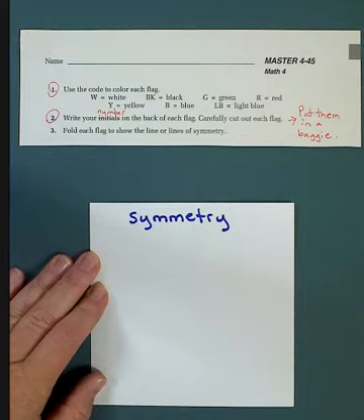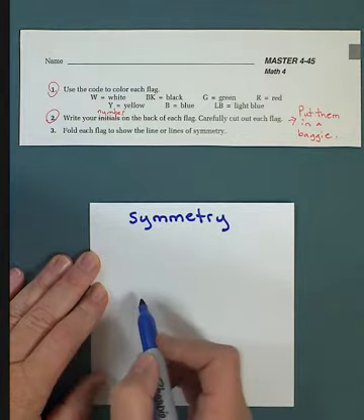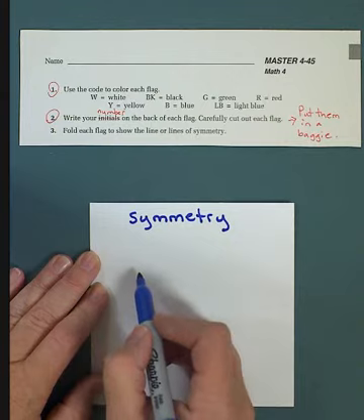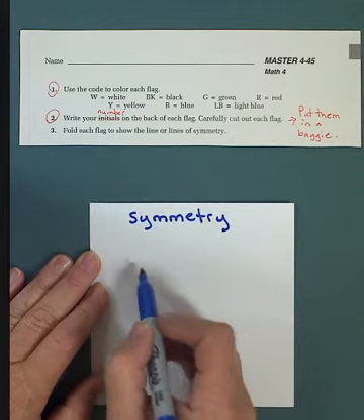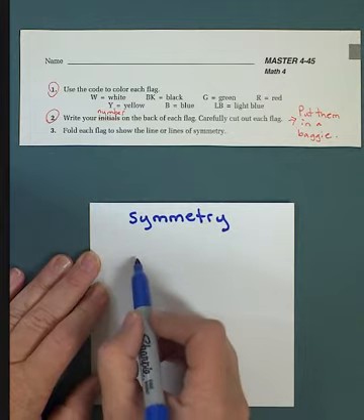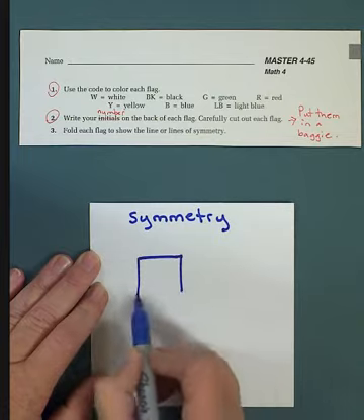A shape has a symmetrical line or is symmetrical if we can fold that shape in such a way that when we fold it along the line of symmetry, we would completely cover one side of the shape on top of another. That seemed like kind of a rocky explanation, so let's draw a sample.